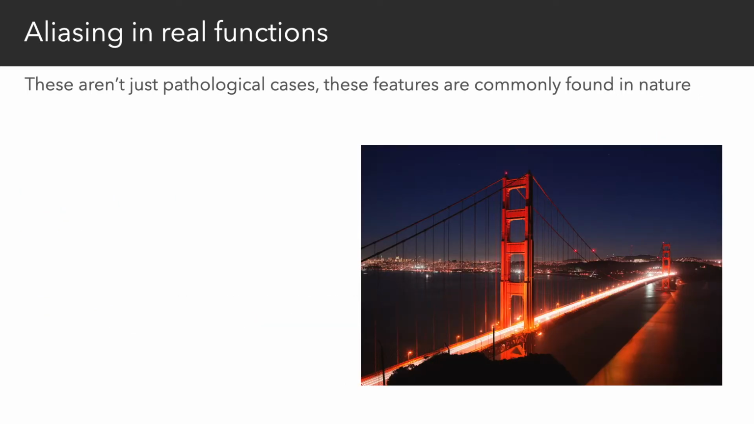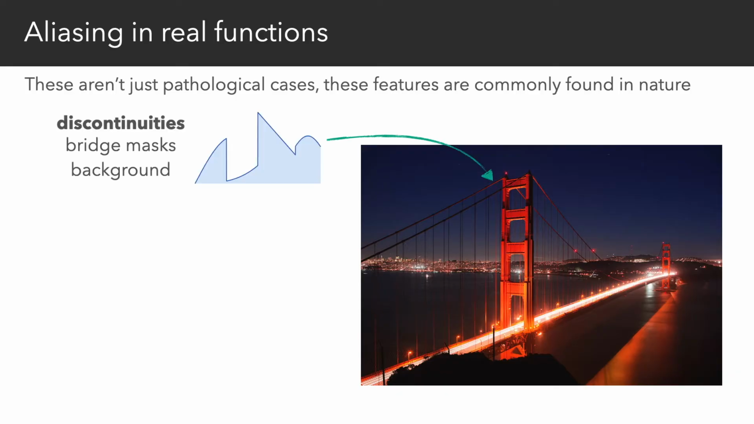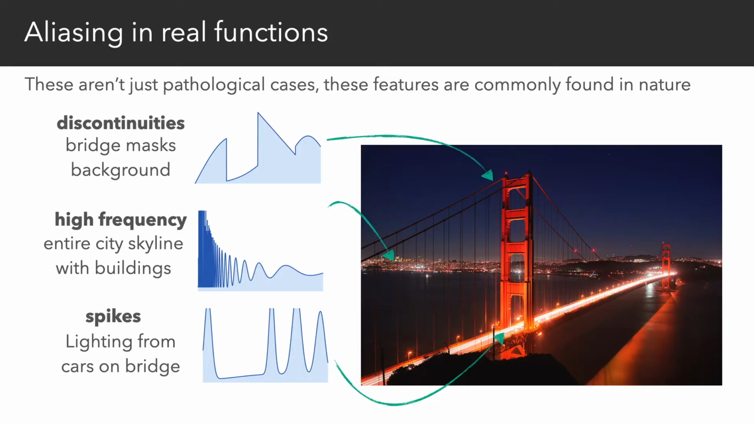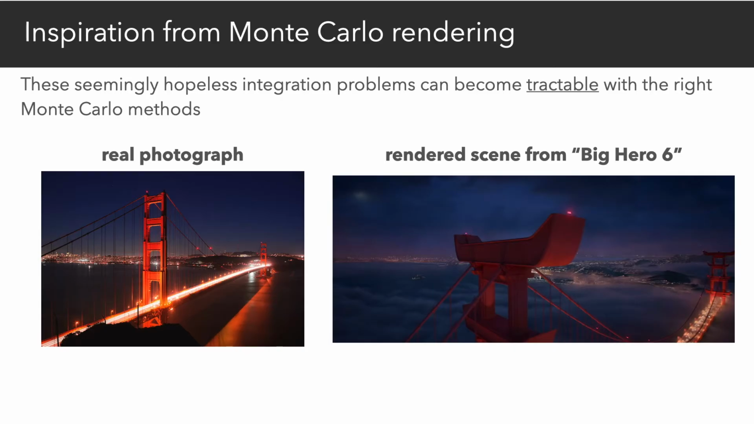These sorts of spiky or high frequency functions are not just pathological cases, they're the norm in real world systems. In this photograph, for instance, we see discontinuities from the bridge acting as a mask on the background. We see high frequencies from all the buildings on the skyline, and spikes from the bright light sources and car headlamps. And yet, modern Monte Carlo rendering techniques can accurately synthesize images of this complexity, which amounts to integrating over all of these challenging features. So how is it that Monte Carlo methods can avoid the limitations of quadrature?